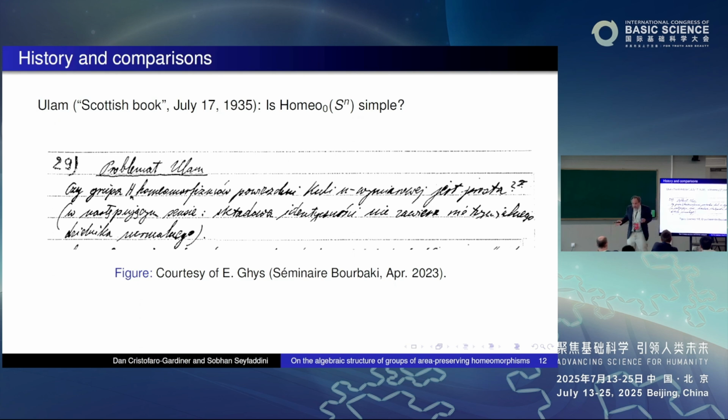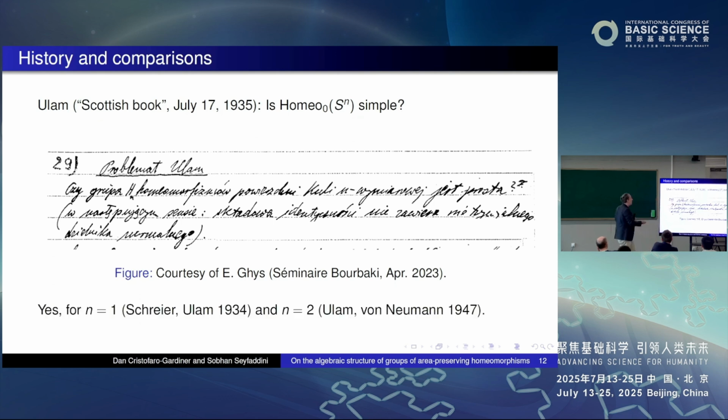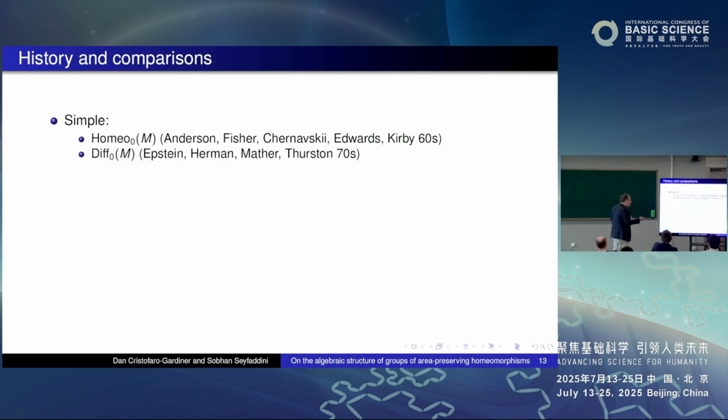And more generally, there's a philosophy that the algebraic structure of some transformation group like this should encode essential features of the underlying geometry. So in Ulam's question, this is the case where there's no underlying geometric structure. We're just talking about homeomorphisms. But it's instructive to compare with what goes on for other kinds of transformations. Historically, for the circle and the two-sphere, this was answered by the 40s. And then later work generalized this to any manifold.